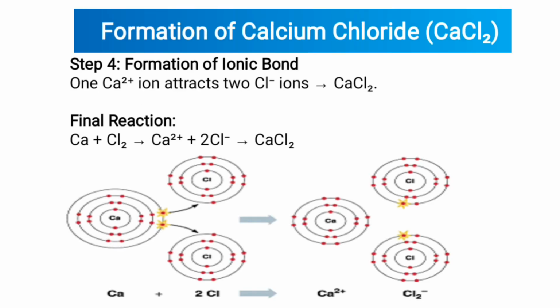Now, in the fourth step, formation of ionic bond takes place. One Ca 2 plus ion attracts two Cl minus ions, forming calcium chloride. So, the final reaction is calcium plus chlorine molecule forms Ca 2 plus cation plus 2 Cl minus anions, and finally forms calcium chloride.